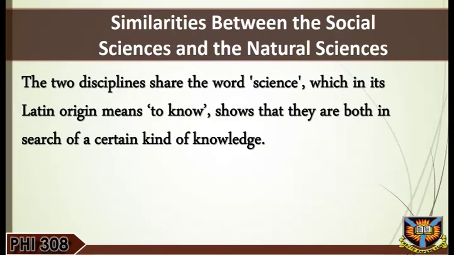Similarities between the social sciences and the natural sciences. Given the differences enumerated above between the natural and social sciences, the tendency would be to conclude that the two disciplines are poles apart. This, however, is not the case, as there are areas where the two disciplines corroborate and share ideas. In the first place, the fact that the two disciplines share the word science, which in its Latin origin means to know, shows that they are both in search of a certain kind of knowledge.